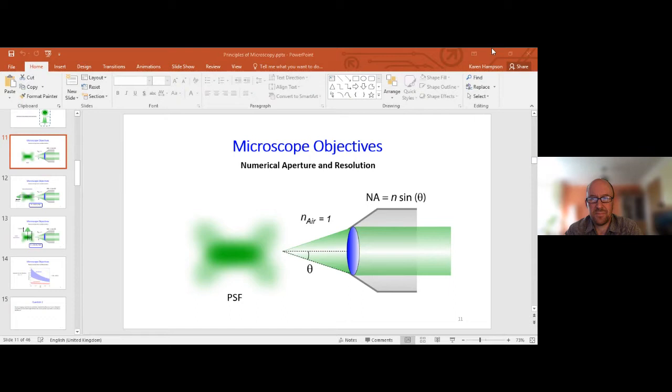Yeah, so could you please comment on how it is possible to distinguish between aberrations and light scattering or interference from differences in refractive index?